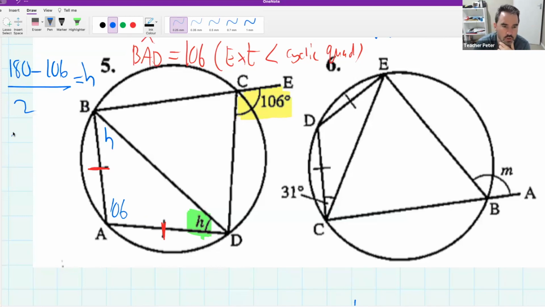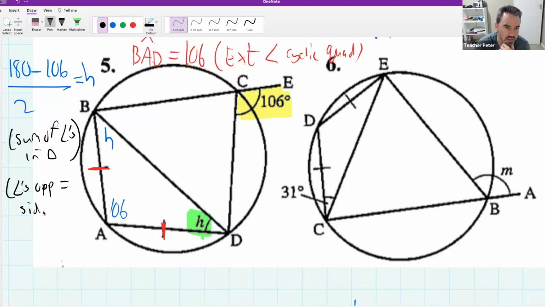And the reason you've used, there's two reasons you've used. The one is that the sum of angles in a triangle is 180. And you've also used the reason angles opposite equal sides. So you know that these two angles must be h. And so your final answer should be, what have we got? We've got 76 divided by 2. So you've got 37 degrees.